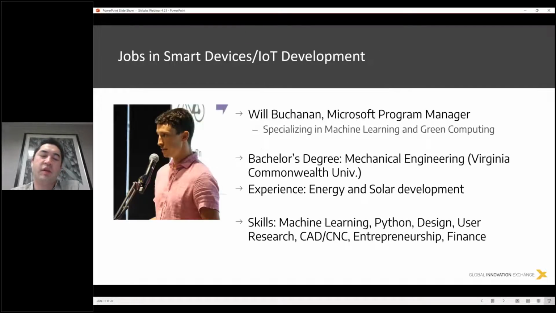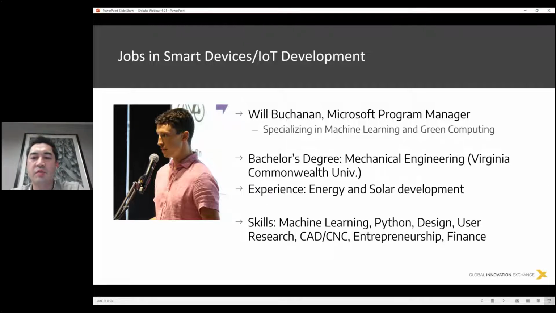So one of our alumni that we can talk about today is Will Buchanan, and he works at Microsoft as a program manager. He graduated from the Technology Innovation Program in 2019. He specializes in machine learning and green computing. He's one of the team leaders of the Green AI team within Microsoft Azure, which is their cloud computing service.